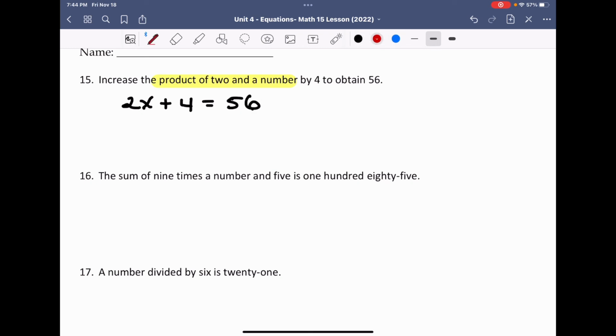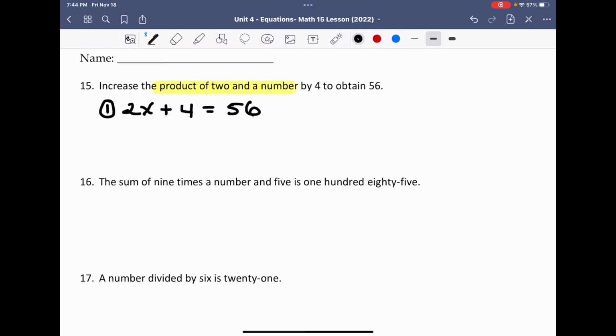When I deal with this, I'm going to subtract away the 4 from both sides here. So I'm going to subtract away 4 and subtract away 4. I get 2x is equal to 52. And if I divide the 2 coefficient and divide the 2 coefficient, I get x is equal to 26.